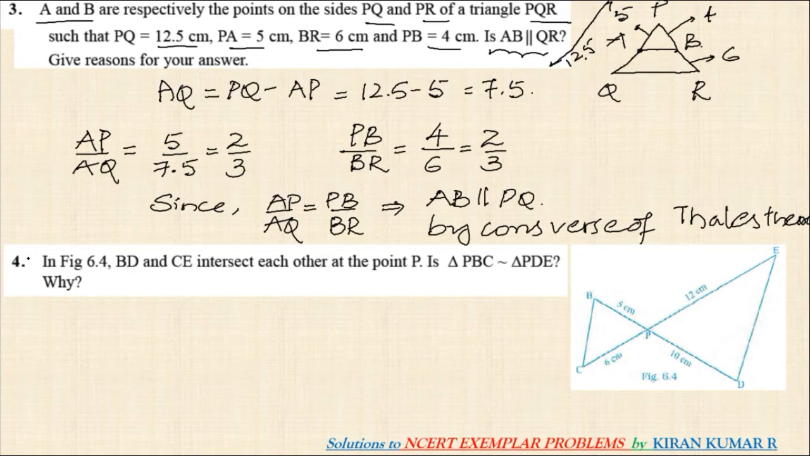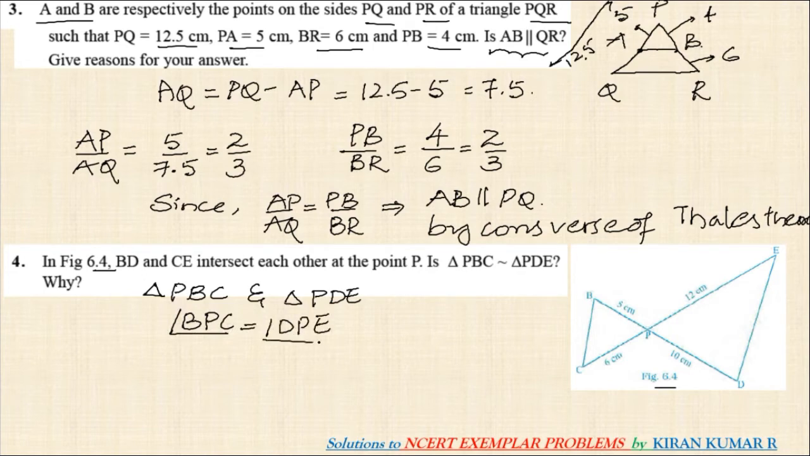Next question, question number 4. In figure 6.4, BD and CE intersect each other at point P. Is triangle PBC similar to the triangle PDE? Just observe the triangle PBC and triangle PDE. Angle BPC is equal to the angle DPE. The reason is they are vertically opposite angles.